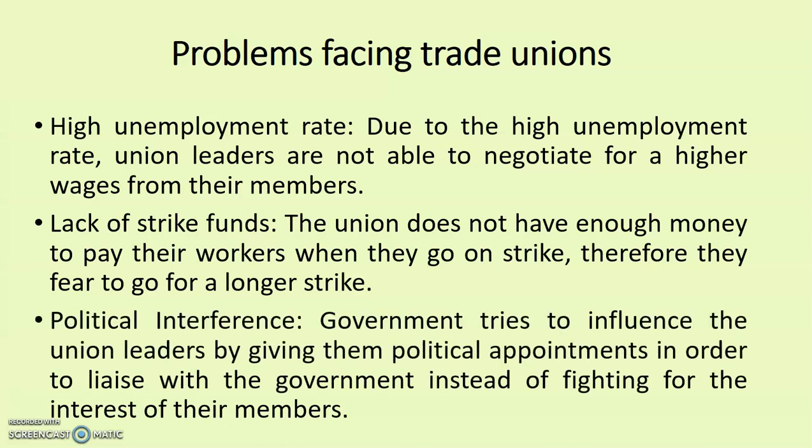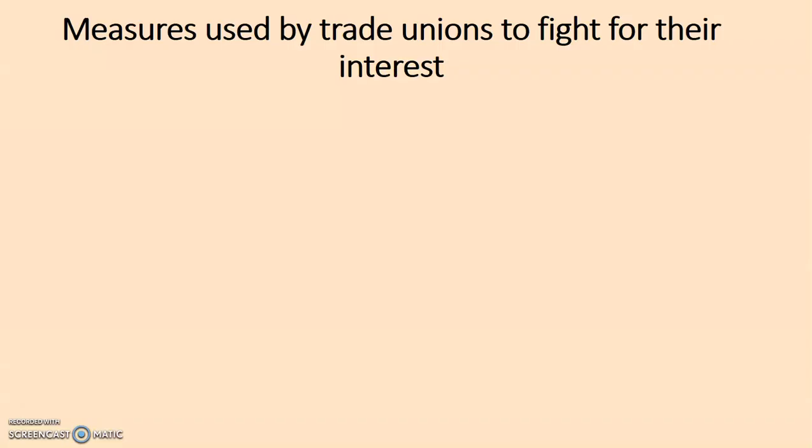Then we have political interference. Sometimes the government tries to influence trade unions, that is by giving them political appointments. Now, if government interferes with the trade union leaders, instead of the leaders fighting for their members, they rather fight against their members in favor of the government. So that is how government is able to interfere with the activities of the trade unions.